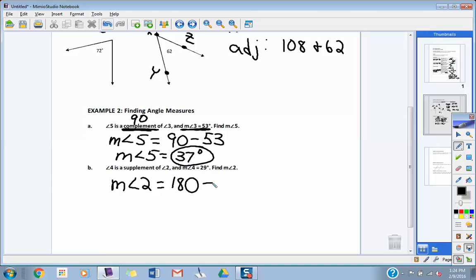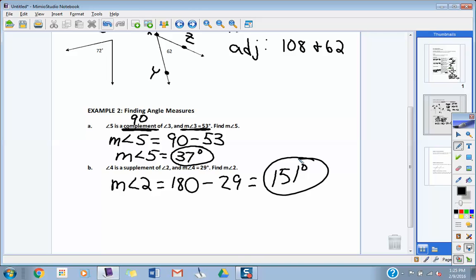What's that equal, kids? What's that equal? How much? 151 degrees. Very good. So if I ask for supplements and complements, can you do it? All right, I hope so. This is pretty doable, I think, today. Okay? This is pretty doable. All right? Questions on page 2.